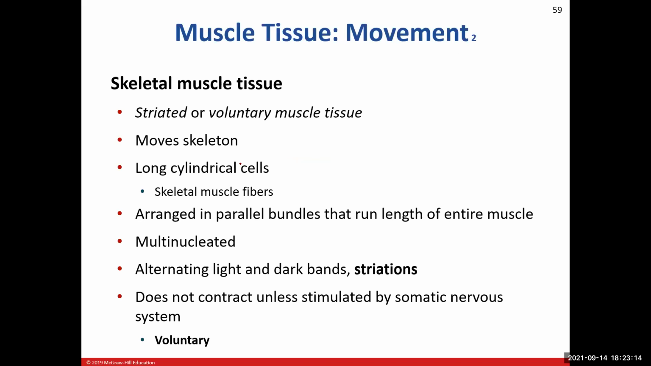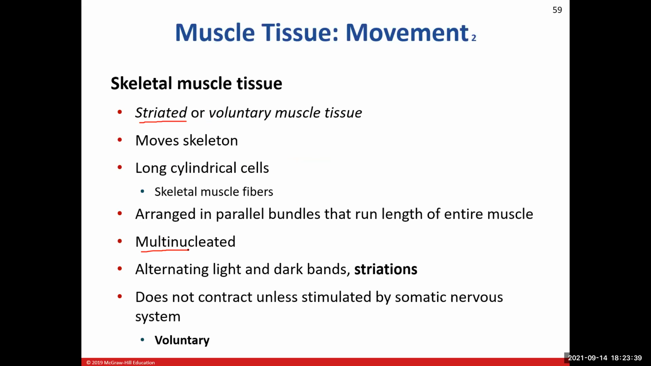All right, so skeletal, also known as voluntary or striated, and we call it striated because it has alternating light and dark areas. Its job is to move things, and it's going to move the skeleton. These cells are long, and in some cases they can be as long as the entire muscle themselves. But they have many nuclei, what we consider to be multinucleated cells.